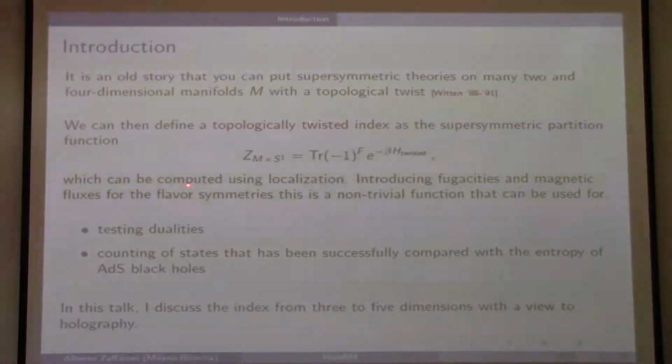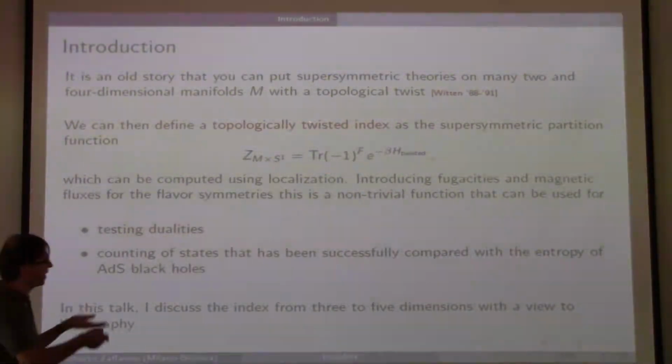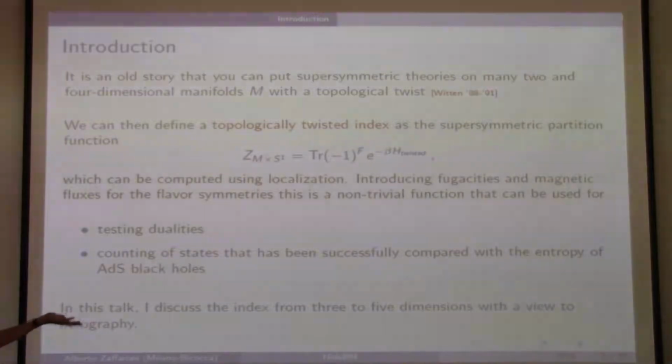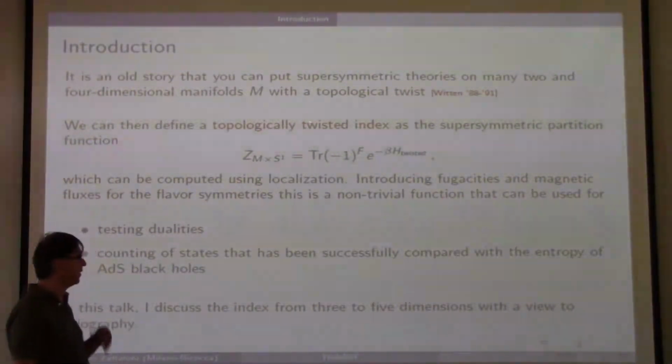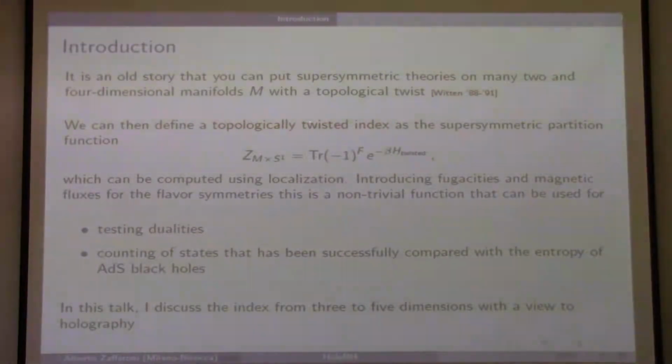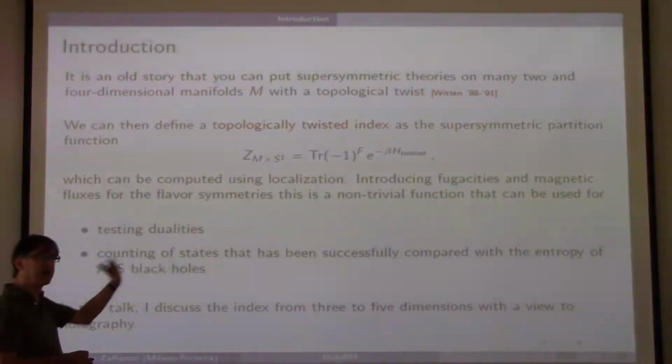And the point is that these objects in various dimensions, and here the important point is that there is always a circle, can be computed using localization. So if you do nothing, so you just take a theory and you twist it, you get a number, 5, 10, 25, essentially. In the case where this reduces to a Witten index, the number of ground states, counted with signs. But you can also introduce, and I will be telling you how in a moment, fugacities and extra stuff, in particular magnetic fluxes for the flavor symmetries. So you get a non-trivial function of these background fields.